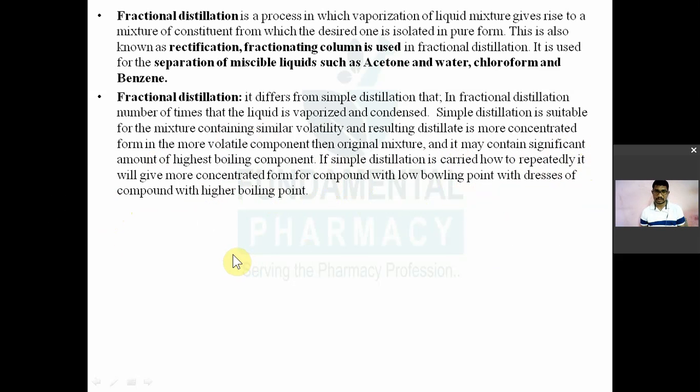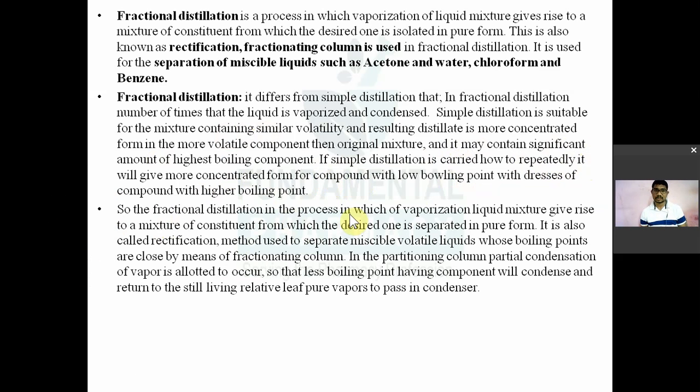Compare with fractionation. The fractional distillation is the process in which vaporization of liquid gives rise to a mixture of constituents from which the desired one can be separated in a pure form. It is also called rectification. The method is used to separate miscible volatile liquids whose boiling points are close by means of a fractionating column. जो ऊपर पे लिखा है सेम थिंग here. Liquids with similar boiling points are separated by repeated vaporization and condensation using the fractionating column.